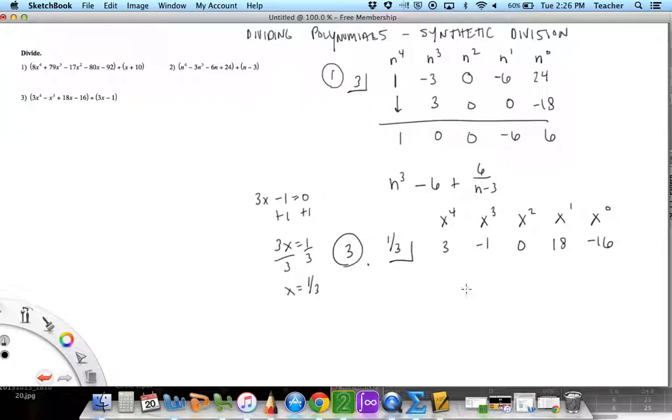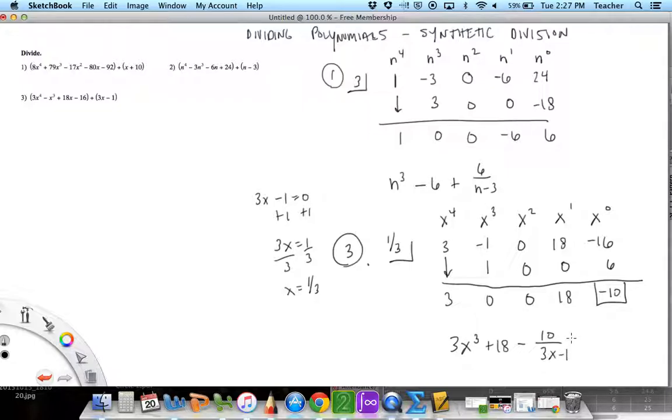Now luckily the numbers that I use are pretty nice, and so what I want you to do is give this a shot. I'll get you started here. 3 times 1/3 is 1, so this becomes 0. 0 times that is 0. I'll work it rather quickly. I guess I can finish it up here. 18, 1/3 of 18 is 6, so my remainder is negative 10. And so my answer is 3x to the third plus 18 minus 10 over 3x minus 1. Now, I worked these rather quickly because I'm strapped on time, so hopefully I worked them correctly.